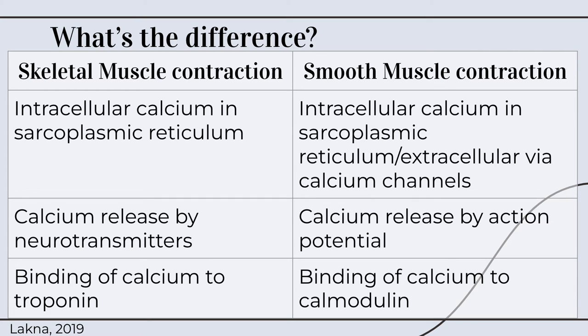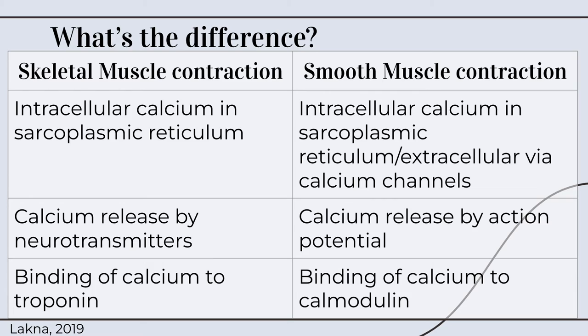The source of calcium in skeletal muscle is the sarcoplasmic reticulum as intracellular calcium, while smooth muscle has both intracellular calcium through the sarcoplasmic reticulum and extracellular calcium that enters the smooth muscle cells through calcium channels.